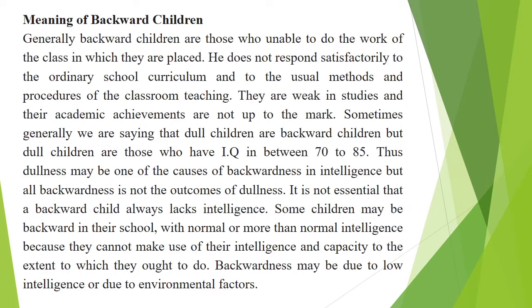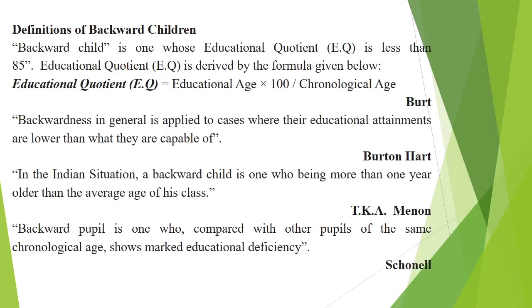It is not essential that a backward child always lacks intelligence. Some children may be backward in school with normal or more than normal intelligence because they cannot make use of their intelligence and capacity to the extent to which they ought to. Backwardness may be due to low intelligence or due to environmental factors.